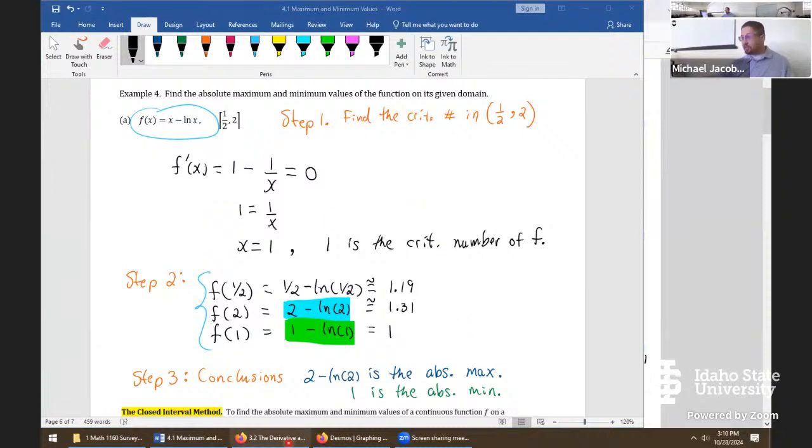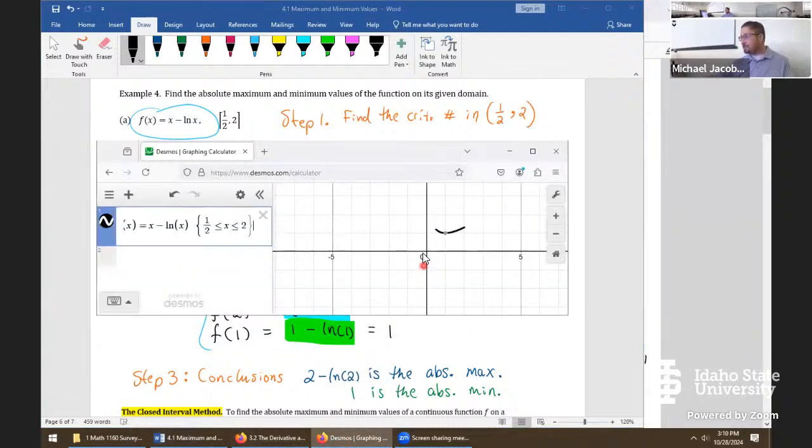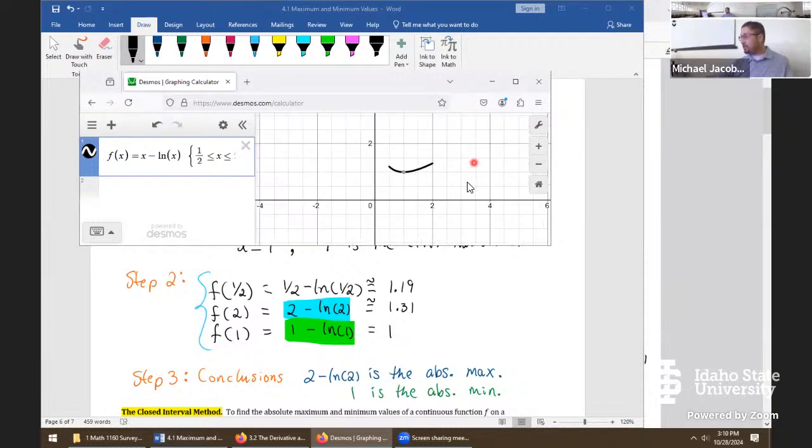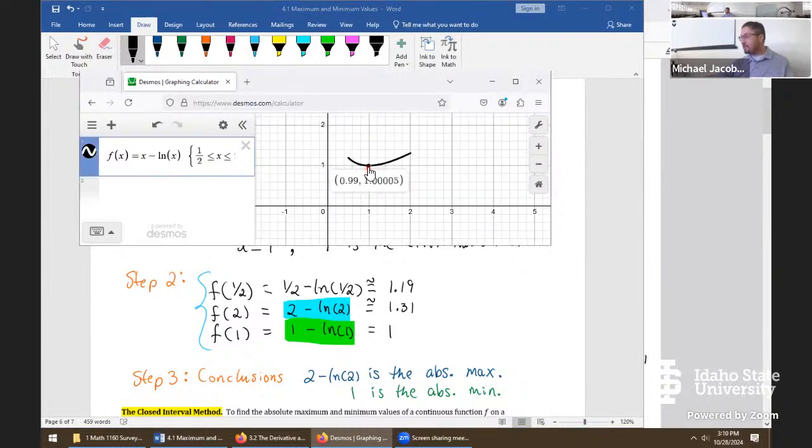Okay, so last thing to do, just to double check, let's see how we did. We said that if we plug in 1, we get a 1 out, and even more, that 1 is an absolute minimum. And here it is on the graph. Looking about right, it is a minimum, it's both local, but what makes it an absolute minimum, it's also the lowest point on the graph as well.